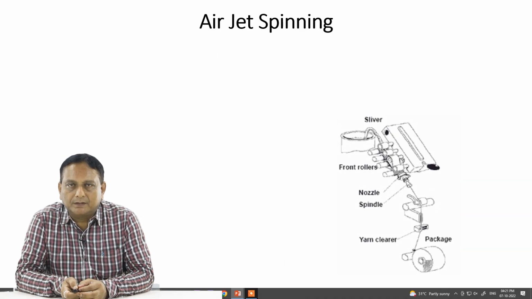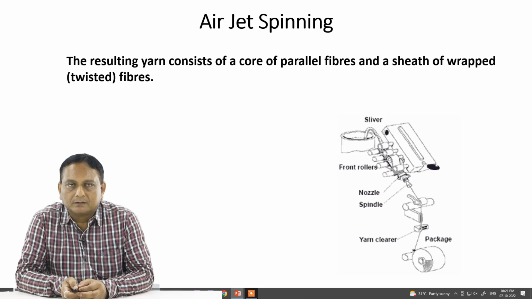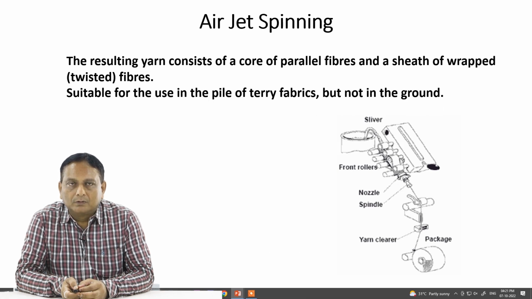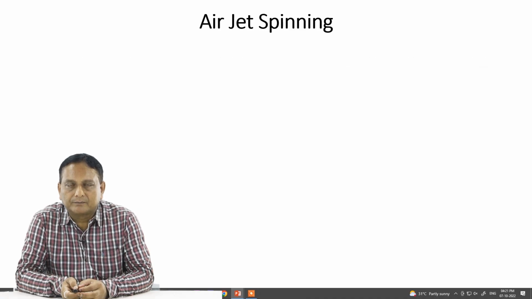Now let us see in more detail how it works. The resulting yarn consists of a core of parallel fibers and a sheath of wrapped fibers. So this is the unique advantage or unique feature of air jet spun yarn, where there is a core of parallel fibers and a sheath of wrapped fibers or twisted fibers around it. Now this is suitable for use in pile or terry fabrics, but not in the ground. Okay, so those are the air jet spinning advantages.